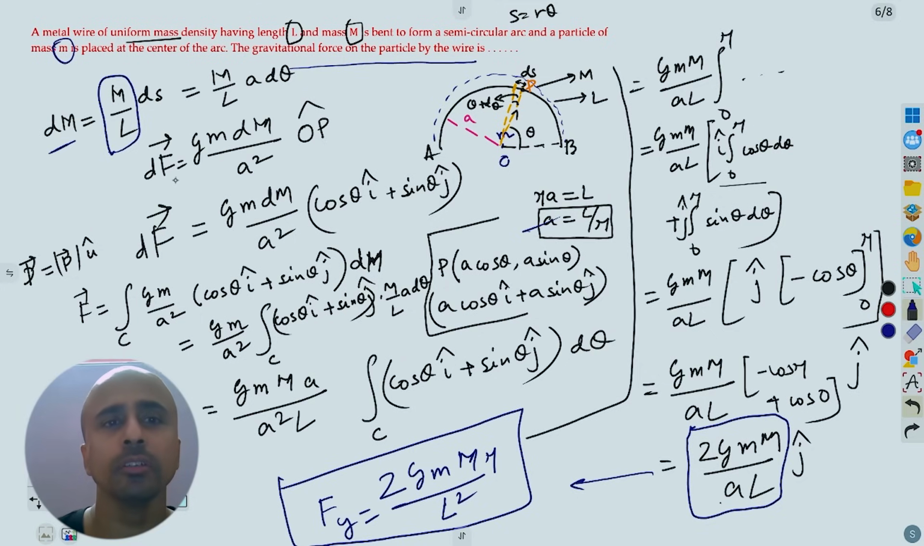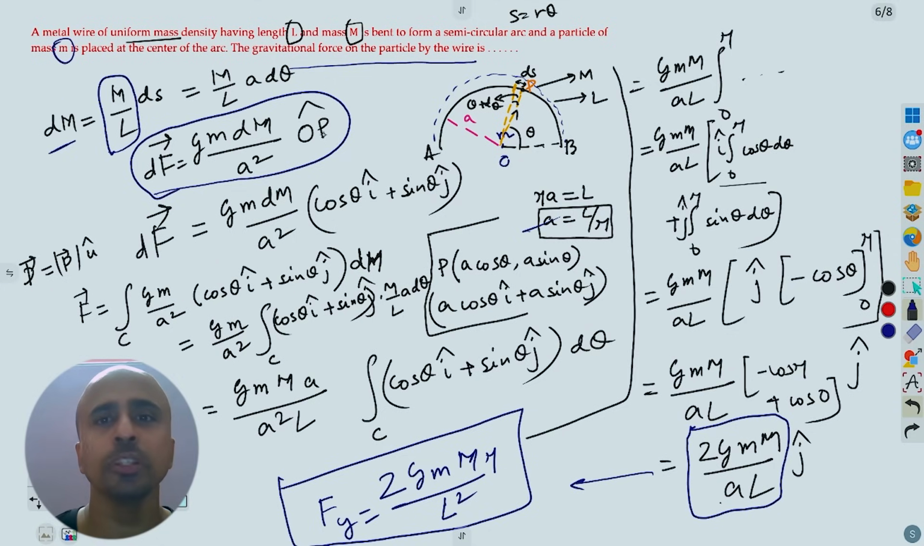Now what will be our F vector? I mean, what will be the gravitational force of this? Now we are considering only this small element, okay? And we have a particle of mass m here. So if we forget everything and consider only this small element, then the contribution of the gravitational force because of this small element will be this thing. Yeah? OP is the unit vector.